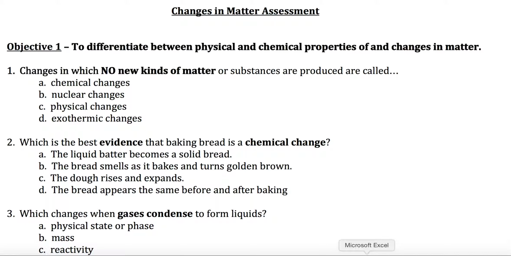Question 2. Which is the best evidence that baking bread is a chemical change? A. The liquid batter becomes a solid bread. B. The bread smells as it bakes and turns golden brown. C. The dough rises and expands. D. The bread appears the same before and after baking.